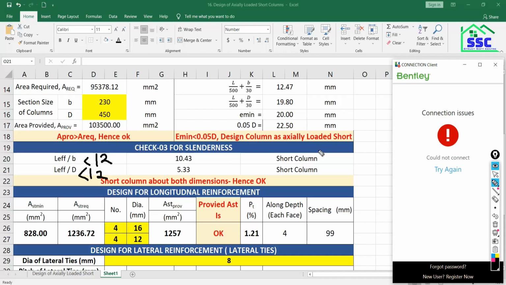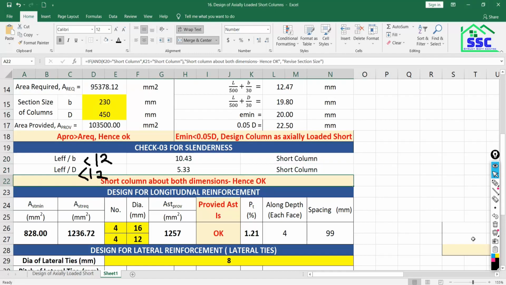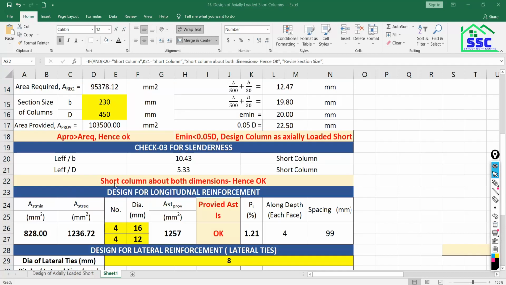But L effective by B and L effective by D both are less than 12. It means that your column is a short column in both the directions. So this sheet will also give the intimation that it is a short column about both the dimensions, hence okay. Now finally we are going to proceed to find how much percentage of reinforcement and how much area of reinforcement is required for this column. So minimum criteria, first you have to check how much minimum reinforcement is required. So minimum reinforcement is what?